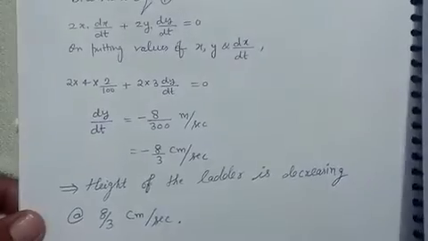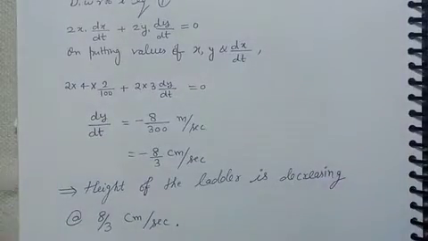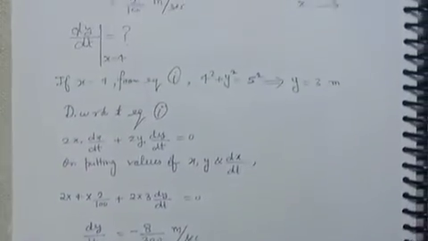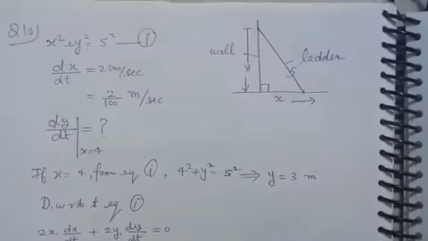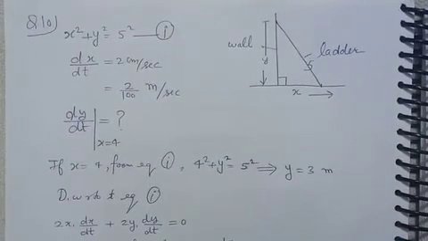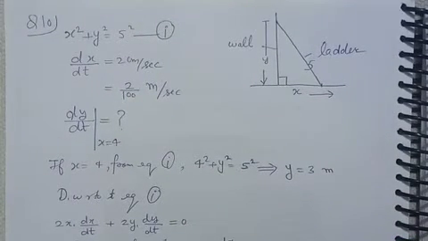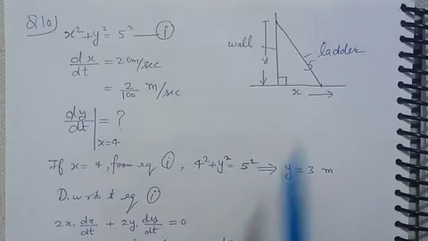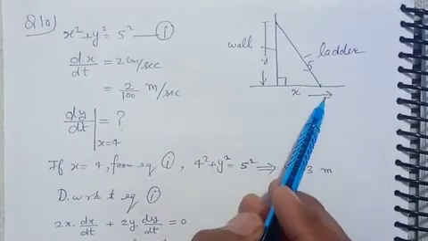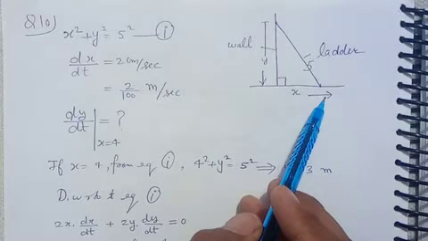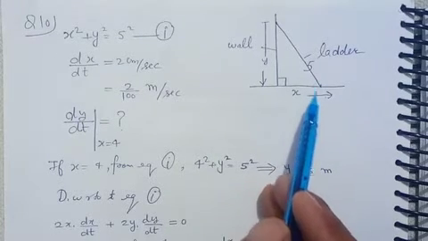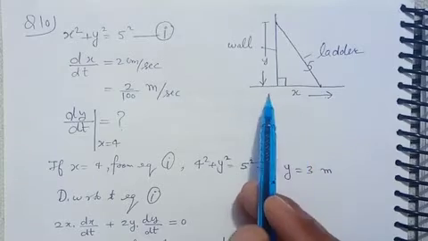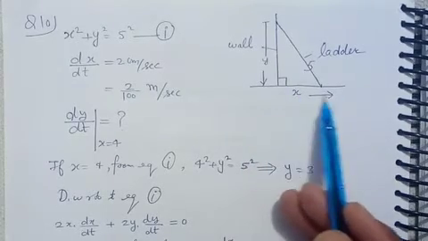Now we come to the next question. Question number 10. Now 10th question. First read the question. A ladder 5 meters long is leaning against a wall. The bottom of the ladder, this point, is pulled along the ground away from the wall.